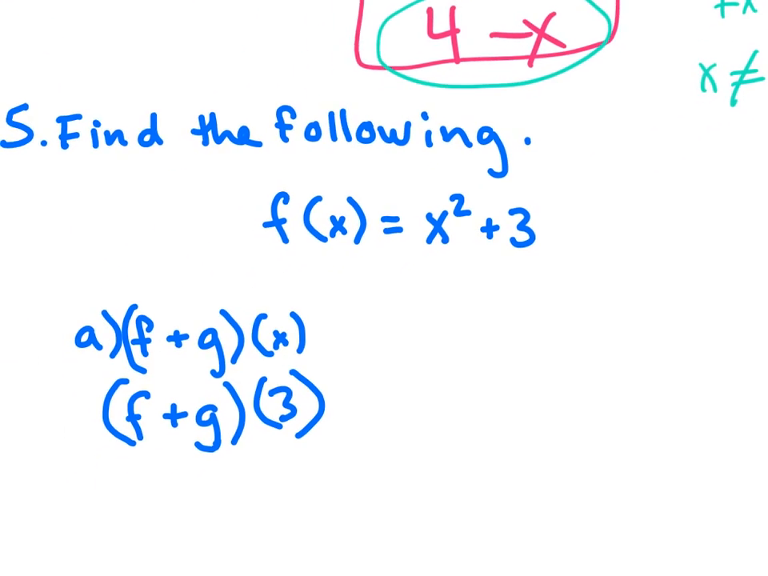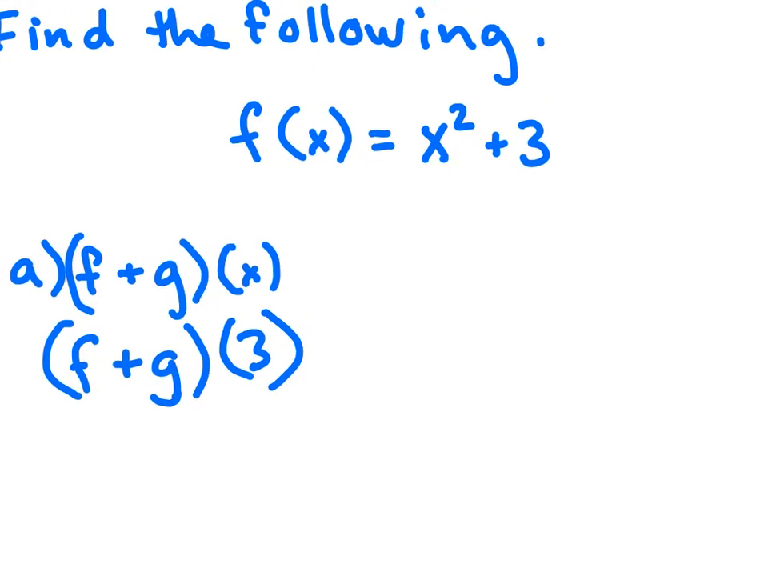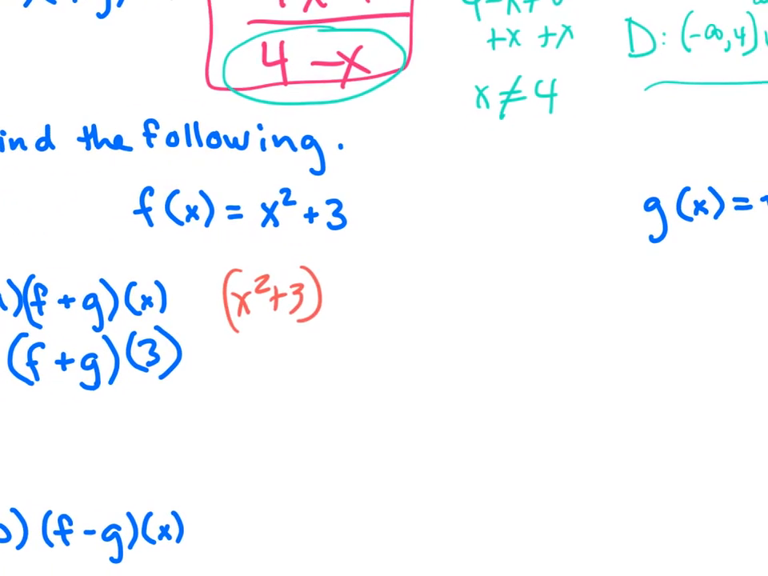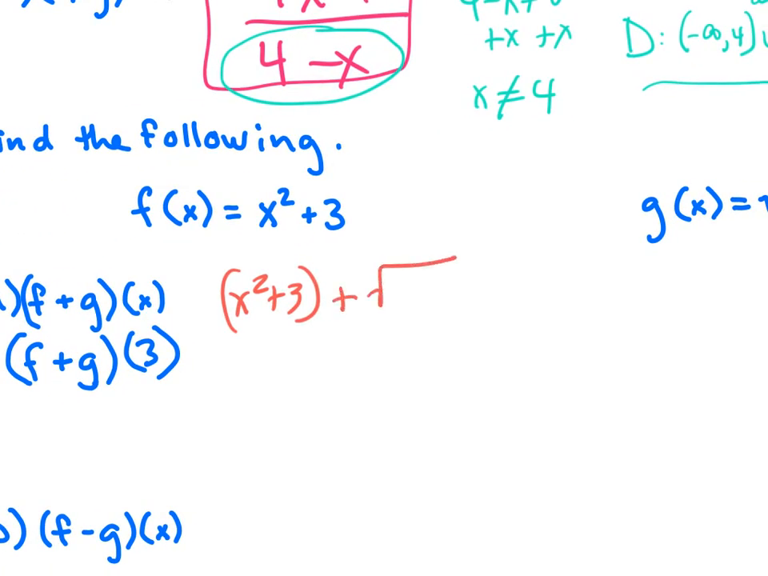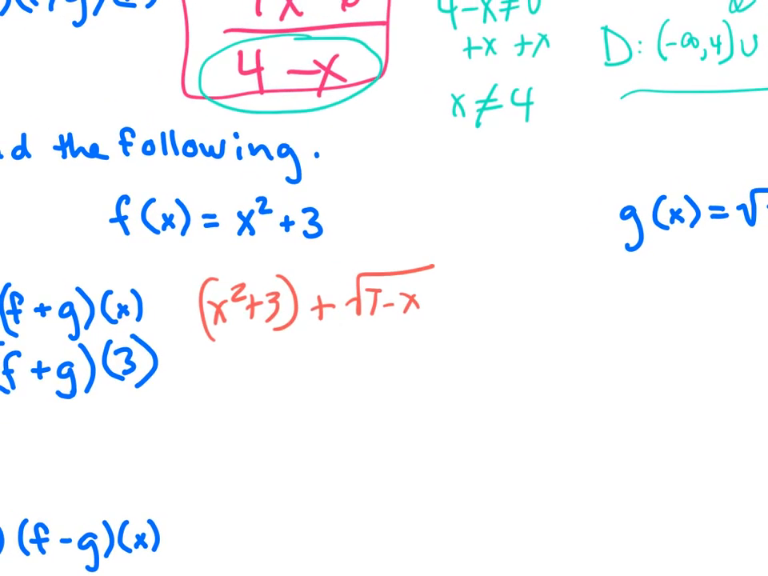Now if we look at this next one, same exact thing. They're asking two questions in 5a. They're saying combine f and g, leave it in terms of x, and then they're telling you to evaluate it where x is 3. So if I'm going to first just combine the two functions, I have x squared plus 3 plus the square root of 7 minus x. There's absolutely nothing I can do to combine like terms. There's no like terms to combine, so we're done here.